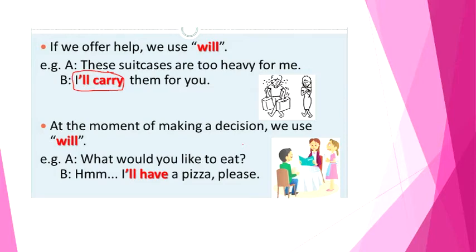At the moment of making a decision, we use will. Like, what would you like to eat? So the student says, I'll have a pizza, please. So whenever we have a to the point decision, a moment of decision, then we use the word will. And this is applicable in the rules of conversation also. When someone asks us our choices, then we use the word will.